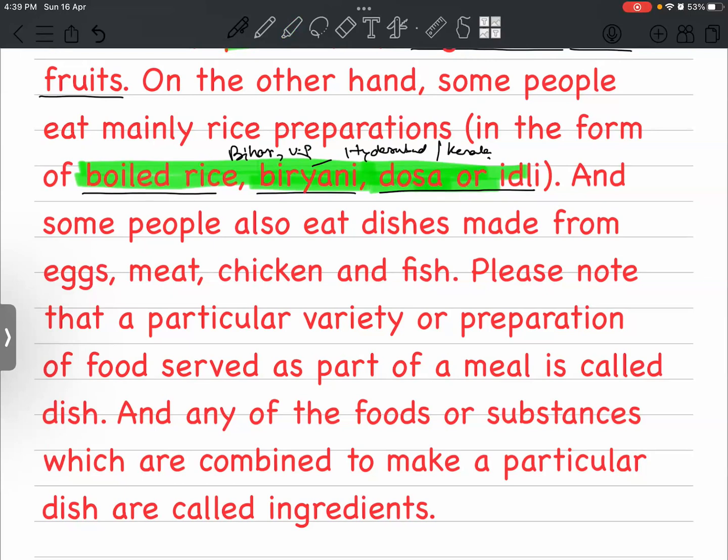Okay. And dosa and idli are basically the staple foods found in the southern states of India. But nowadays, restaurants have introduced these foods in northern parts of India as well. And you will see that some people also eat dishes made from eggs, meat, chicken and fish.